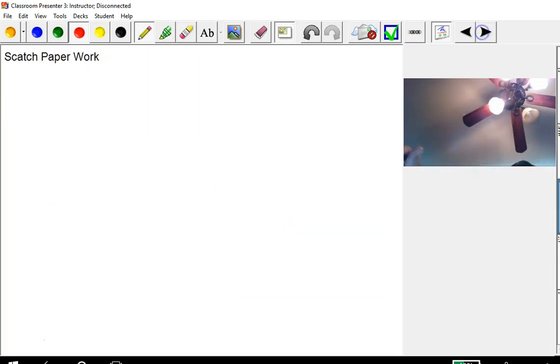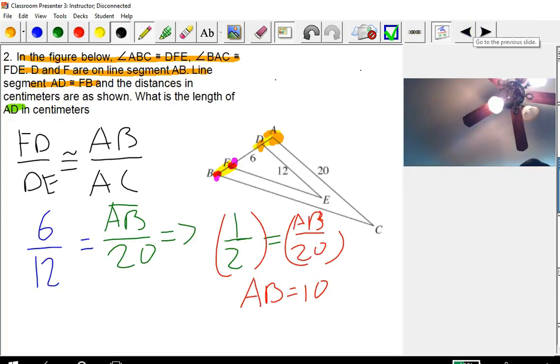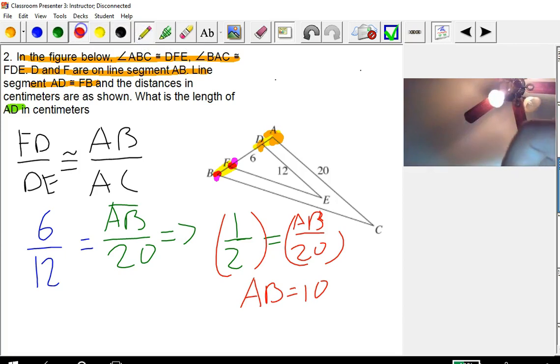Let's go to the next page. Let me just remind everybody that AB is equal to 10. Now, if we go back to the image right here, we know part of AB, which is FD, which is 6, right? So that leaves 4 centimeters left that aren't accounted for. And since we know in the equation right here that AD is equal to FB, these have to be equivalent to each other, right?